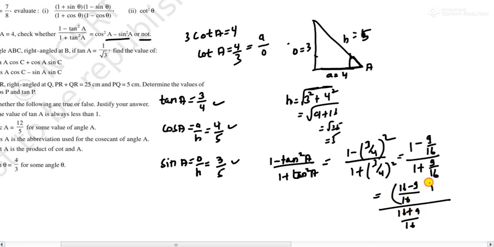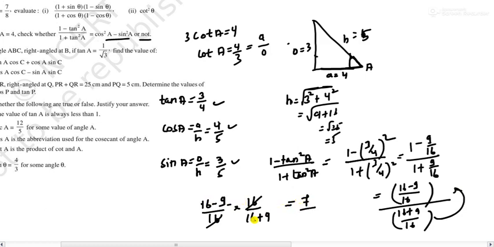So again the denominator will get cancelled. If you don't know how that step is coming, see, I will write it here. So when this comes to the numerator, it will become what? 16 divided by 16 plus 9, right? So these two will get cancelled, and here 16 minus 9 is 7, and 16 plus 9 is 25. So this is your LHS.